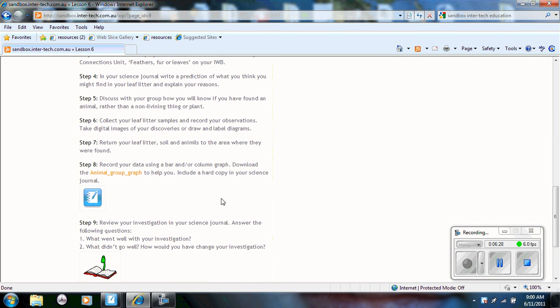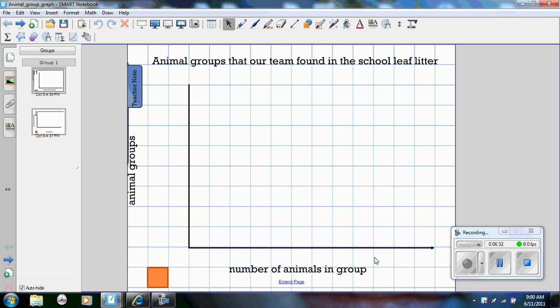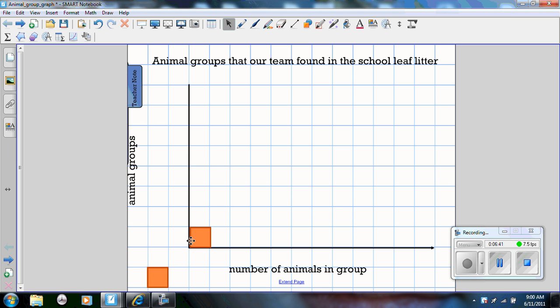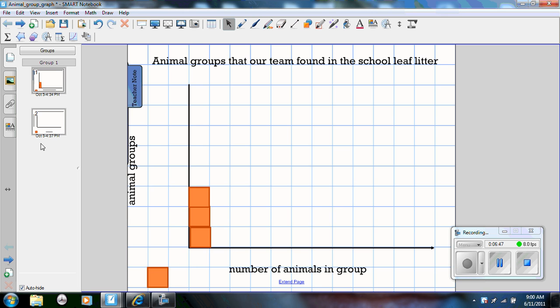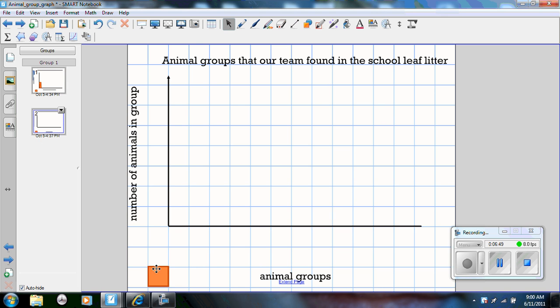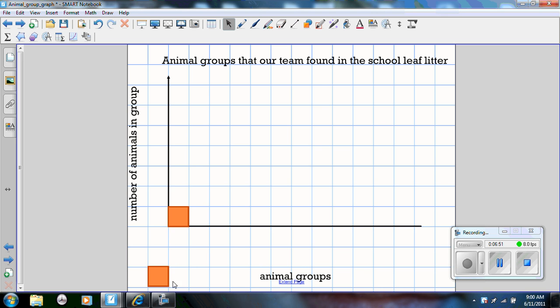There's another download here, which is animal group graph. Here there is a graph, so the students are looking at the animal group and the number of animals in the group. They can come and write the labels on and then drag the squares to create a column graph. Alternatively, this one here, you're creating a bar graph.